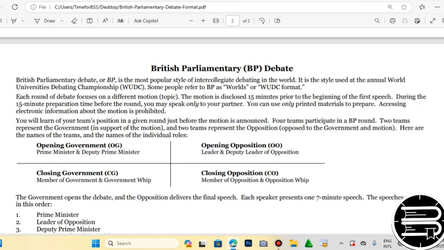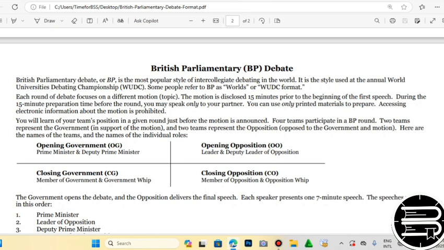Then you may only speak to your partner. This is the only person you're allowed to speak to. You're also allowed to use prior material, but only printed material. That's the only thing you're allowed to use. Accessing electronic information, like using ChatGPT, the internet or AI, is not allowed. It's prohibited in British Parliamentary debate.